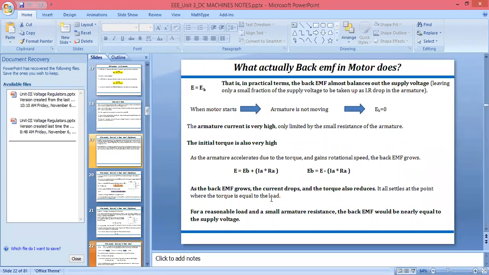Because if the value of back EMF is 0, at that time the value of current will increase, and due to which torque will also increase. And as torque increases, you can see here the armature accelerates due to the torque. It means the armature will start to move just because of the torque. At that time, rotation speed will increase and back EMF will get introduced, and it will go to a high value. So just because of these reasons, we require the back EMF to be nearly equal to the supply voltage which we are giving.